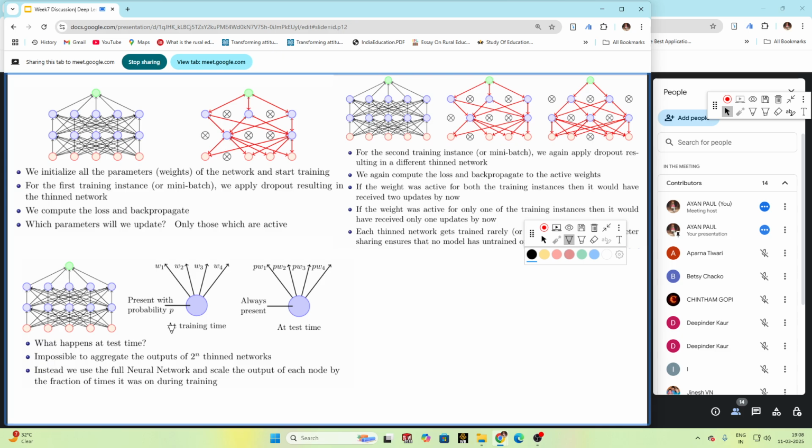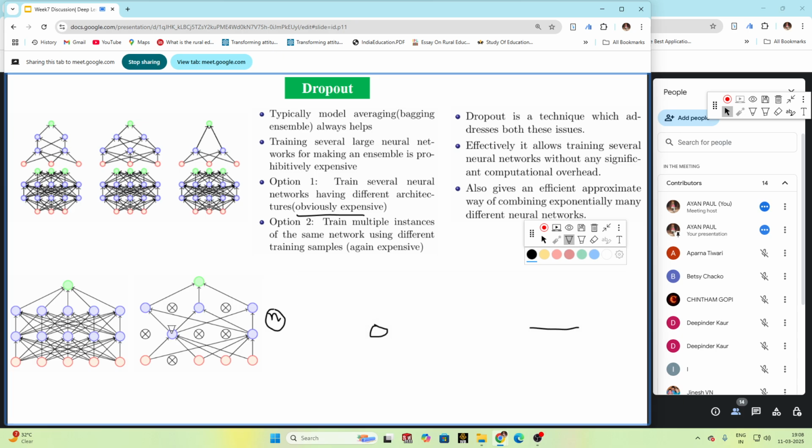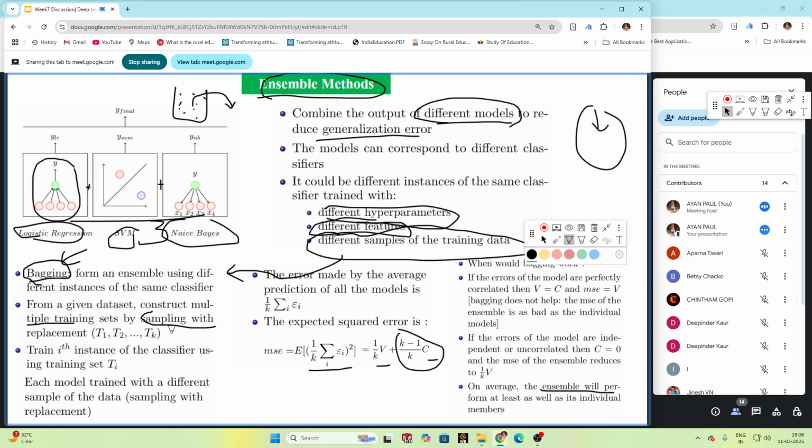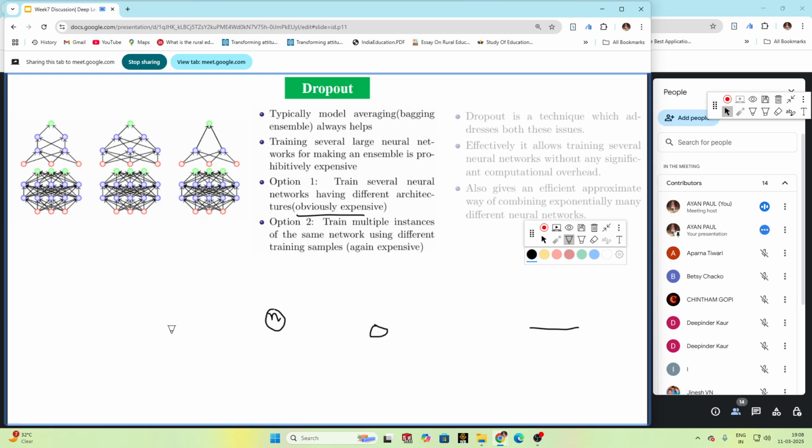Okay, so this is the thing. Let me repeat it again. We have seen the ensemble method and we are happy with it, but the only difference is that it is computationally expensive. Why is it computationally expensive? Because we are training several neural networks having different architectures, and then we are training multiple instances of the same network with different sets of data, so all this makes it computationally expensive.